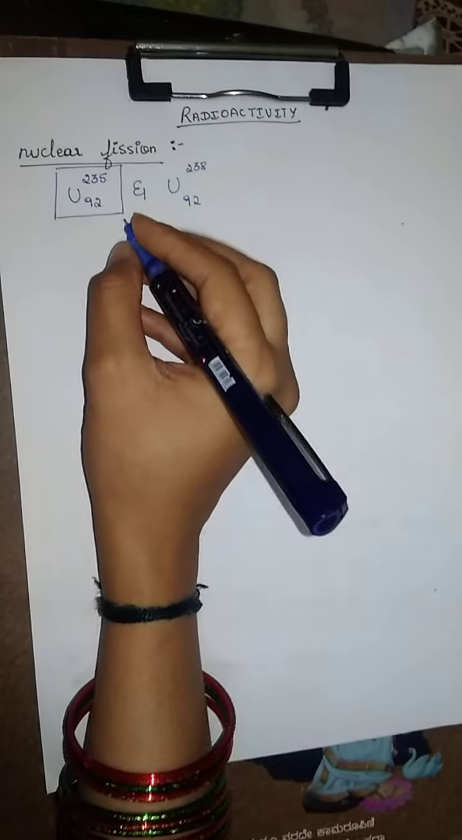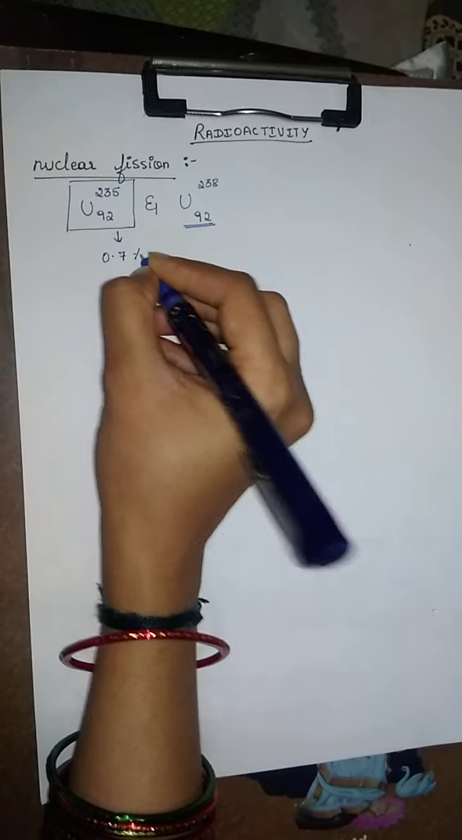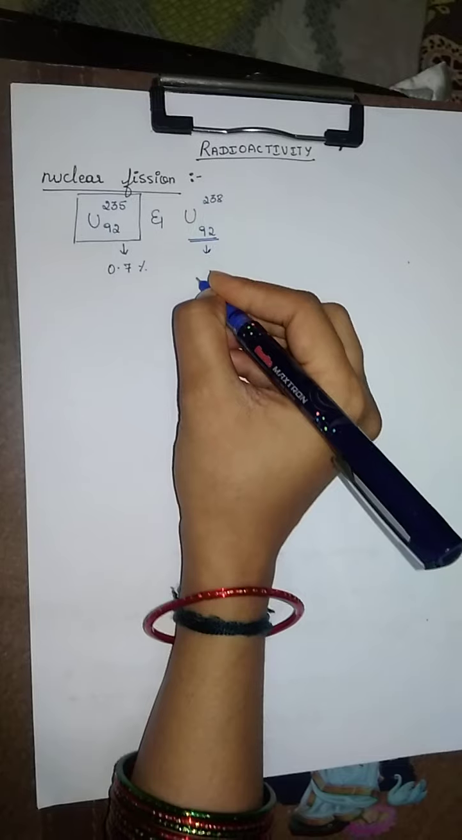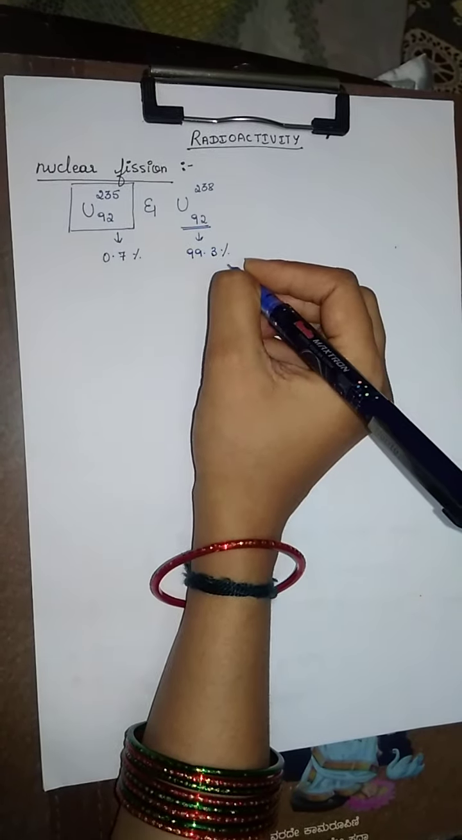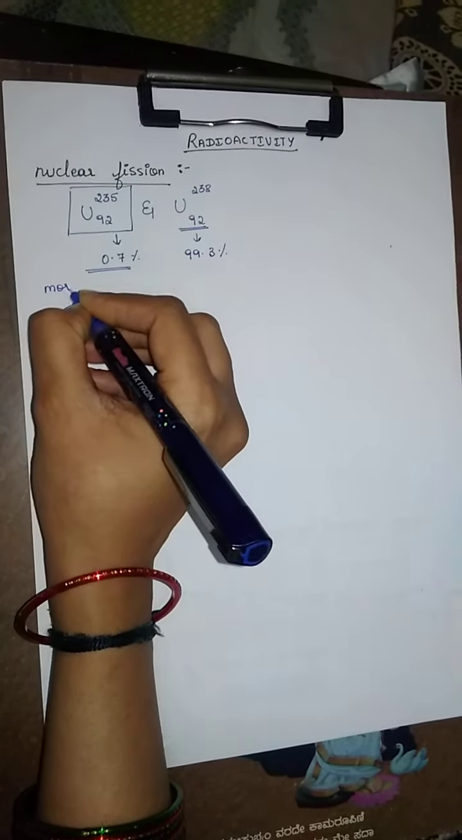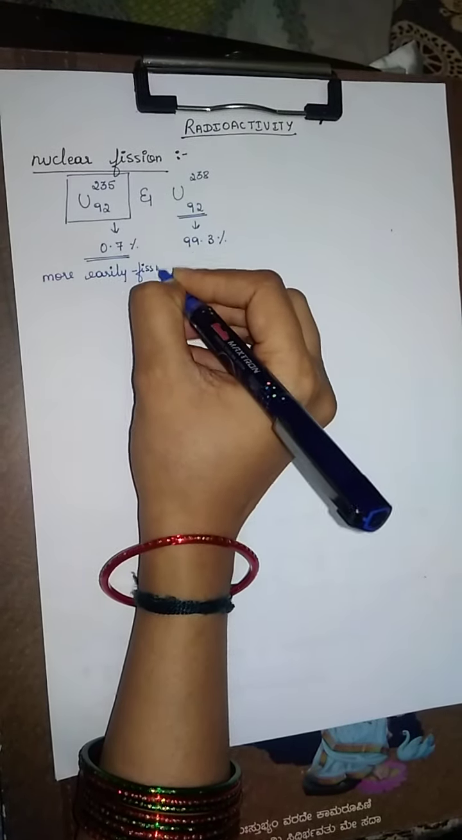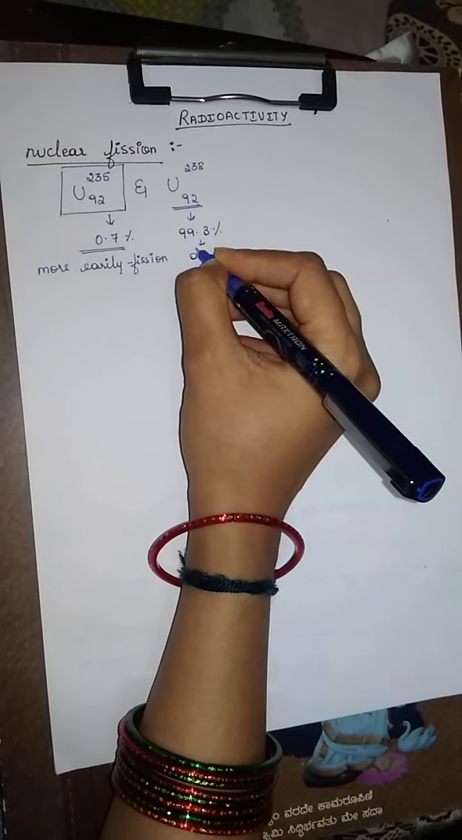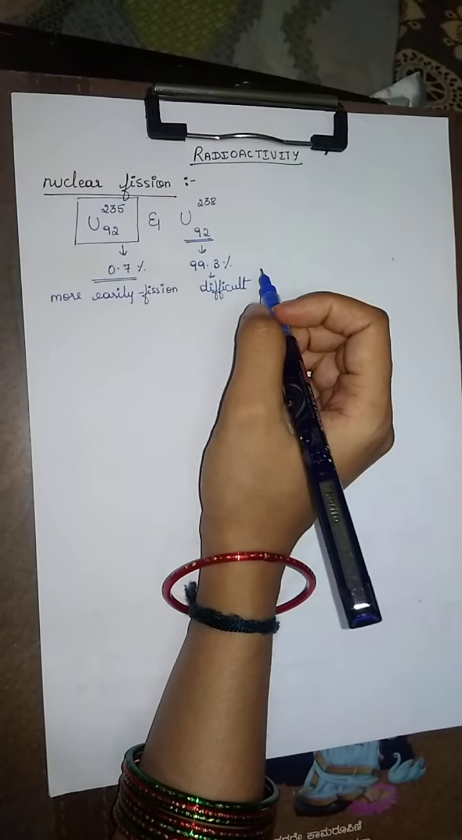As you know, this was the one which we had taken for nuclear fission, correct? The abundance of this isotope is 0.7%, and that of uranium-238 is 99.3%. We have taken this because it is more easily fissionable. It undergoes fission more easily, but the fission of uranium-238 is a little difficult.